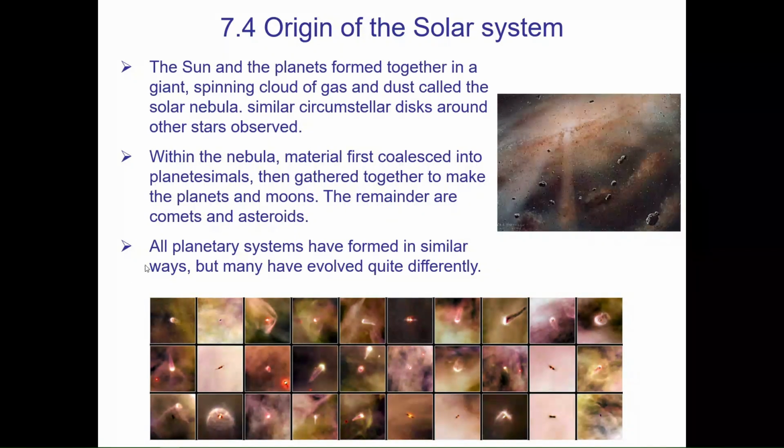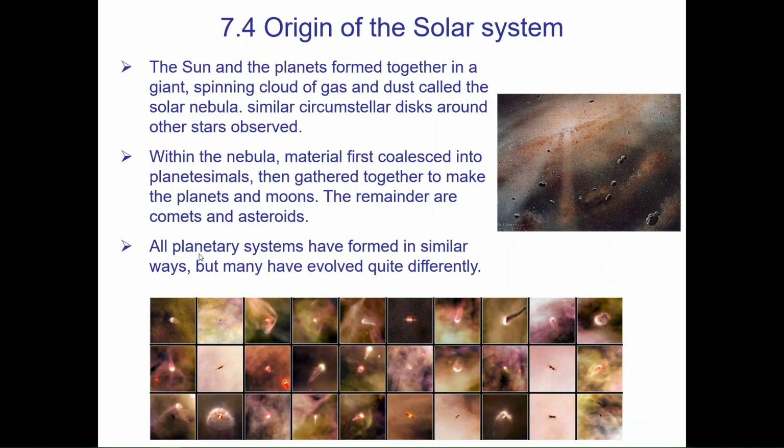And we pretty much believe almost all planetary systems have formed in a similar way. First they spin and form a disk shape, then the material gets together to form planetesimals, which then grow in size when they combine with each other or collide with other material and that material becomes part of them.